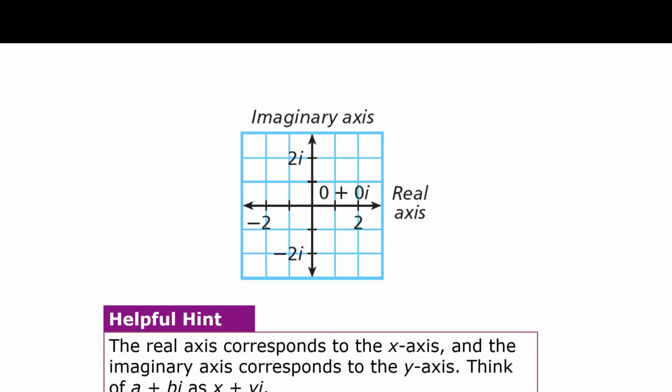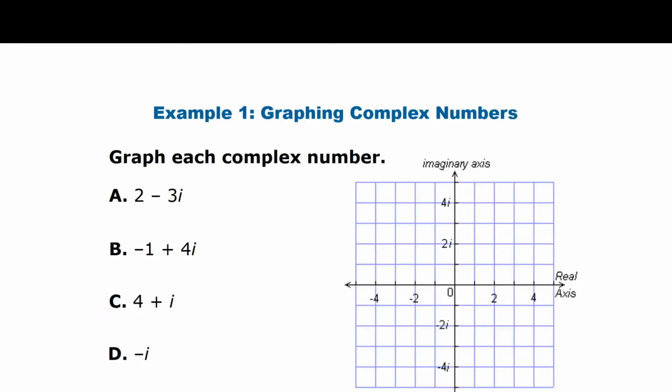Okay, so here's our imaginary axis. You can see that our real numbers are going to be on the x-axis, and our imaginary numbers are on the y-axis. This is more just for information for you than anything. The real axis corresponds to the x-axis, and the imaginary axis corresponds to the y-axis. So when we see a plus bi, think of that as plotting a on your x-axis and b on your y, but you're not going to have to worry about plotting the i. That just tells you it's imaginary. So let's just look at a couple of these points real quick.